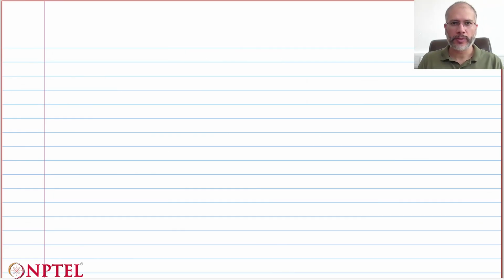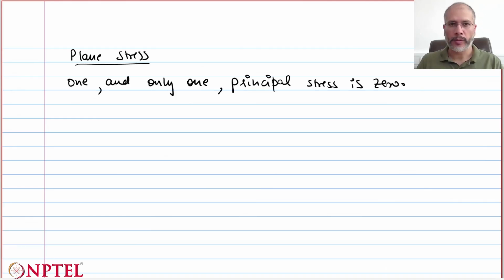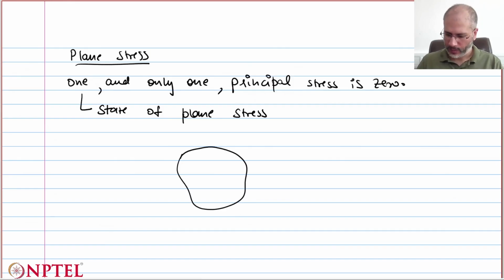So plane stress is a situation when one and only one principal stress value is zero. In this situation, the body is said to be in a state of plane stress. So let us say we have a body and the point P on the surface here is unloaded. The meaning of unloaded is that there is no force or load acting on the point P on the surface of the body here.